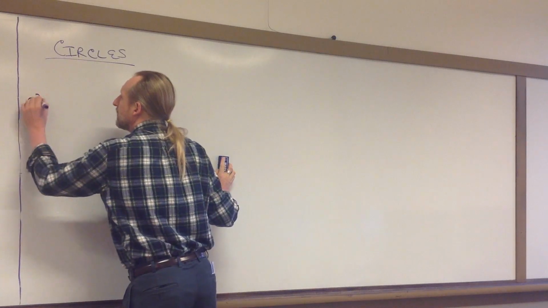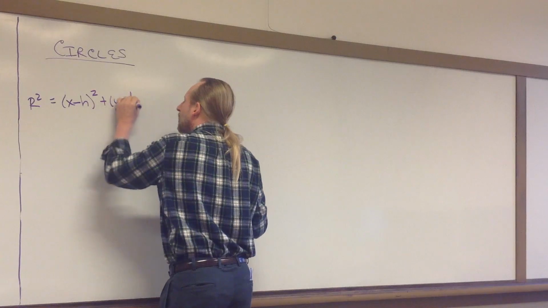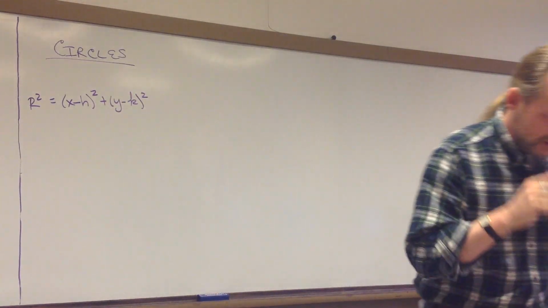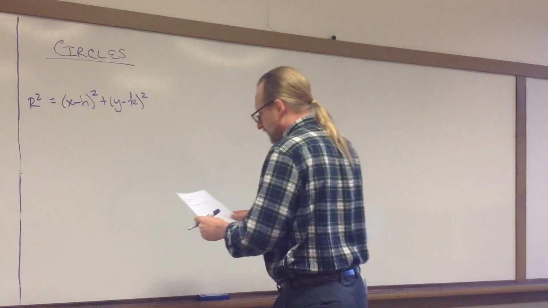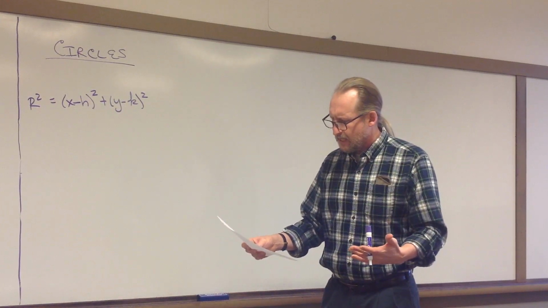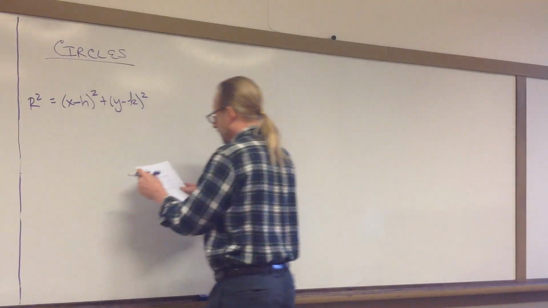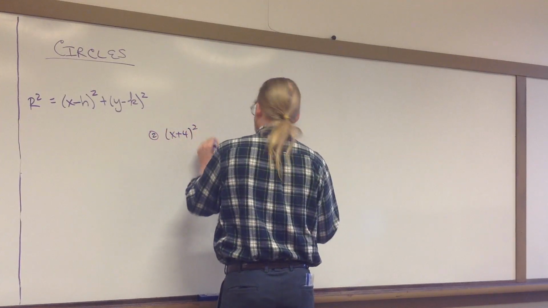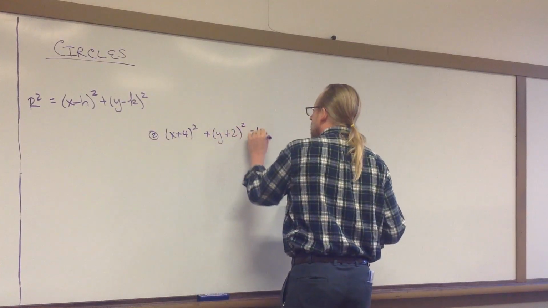So our equation says r squared is (x minus h) all squared plus (y minus k) all squared. Okay, so these problems are on page 75. It says determine the center and the radius for each circle and then sketch a graph. Okay, so problem 2, we've got (x plus 4) all squared plus (y plus 2) all squared equals 16.